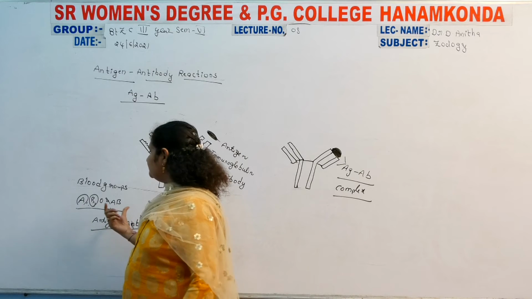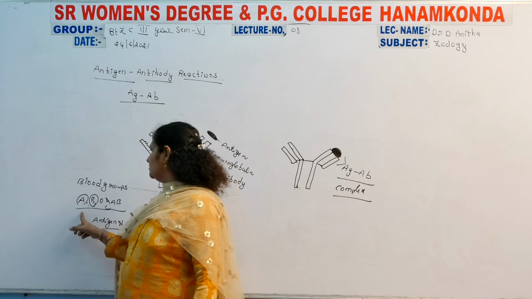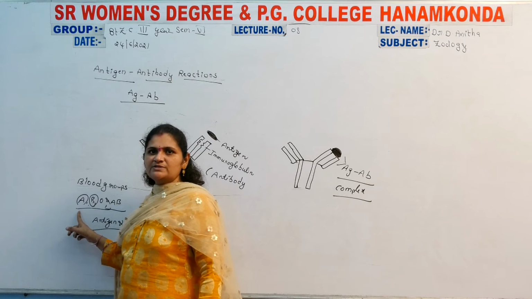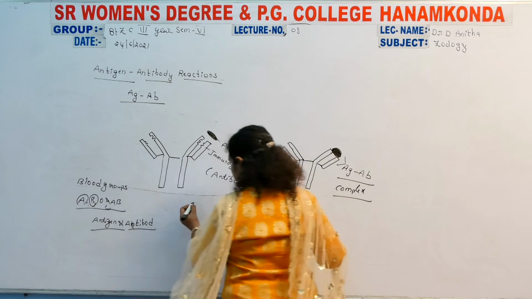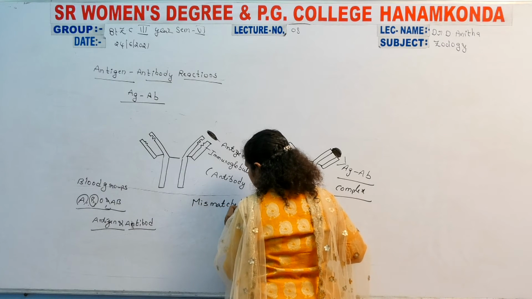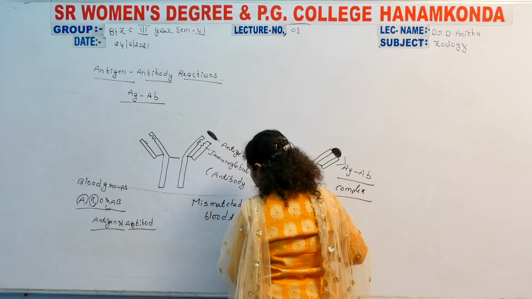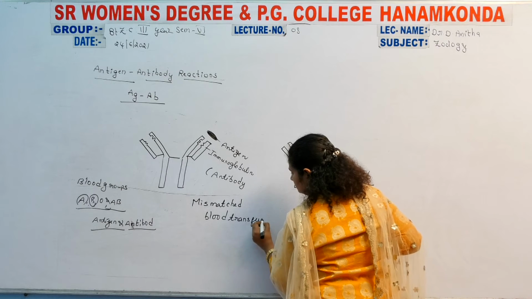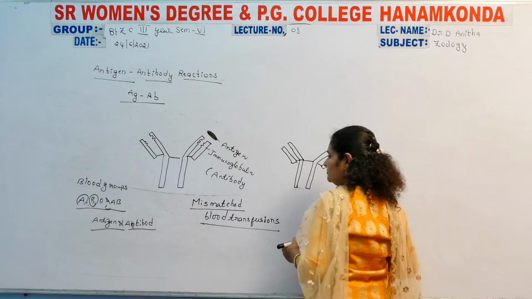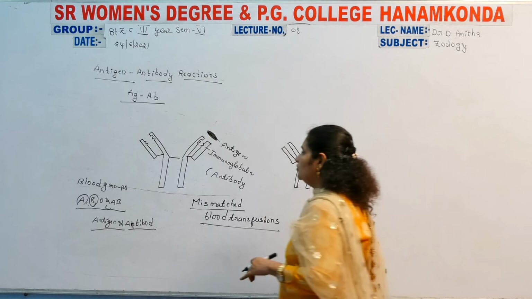And if at the time of a blood transfusion, the person whose blood group was A receives a transfusion from a person with a mismatched blood group, that is a mismatched blood transfusion. Mismatched blood transfusions may lead to serious consequences.